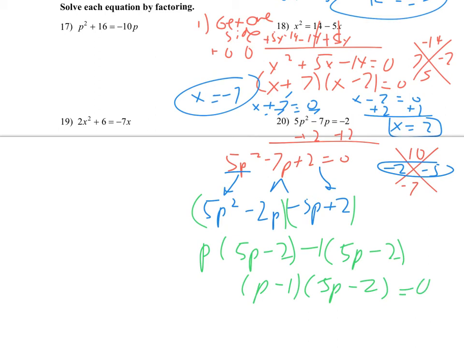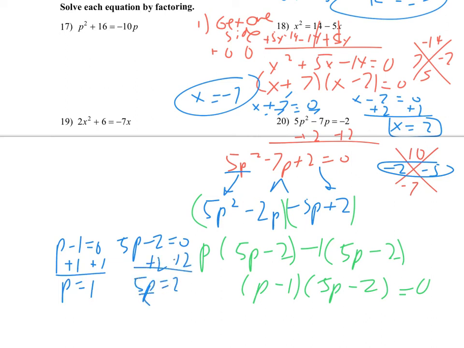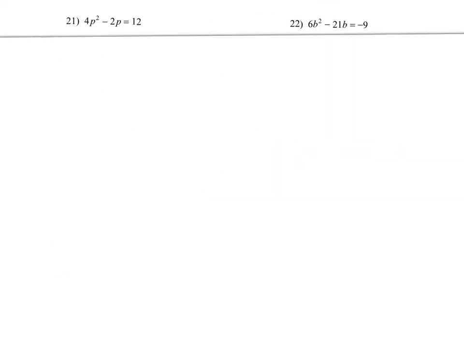However, now that we're equal to 0, we need to set these up equal to 0 individually. So p minus 1 equals 0, 5p minus 2 equals 0. I'm going to add 1 on this, so I get p equals 1. I'm going to add 2, and then divide by 5. So p equals 2 over 5. So those are my two answers right there.